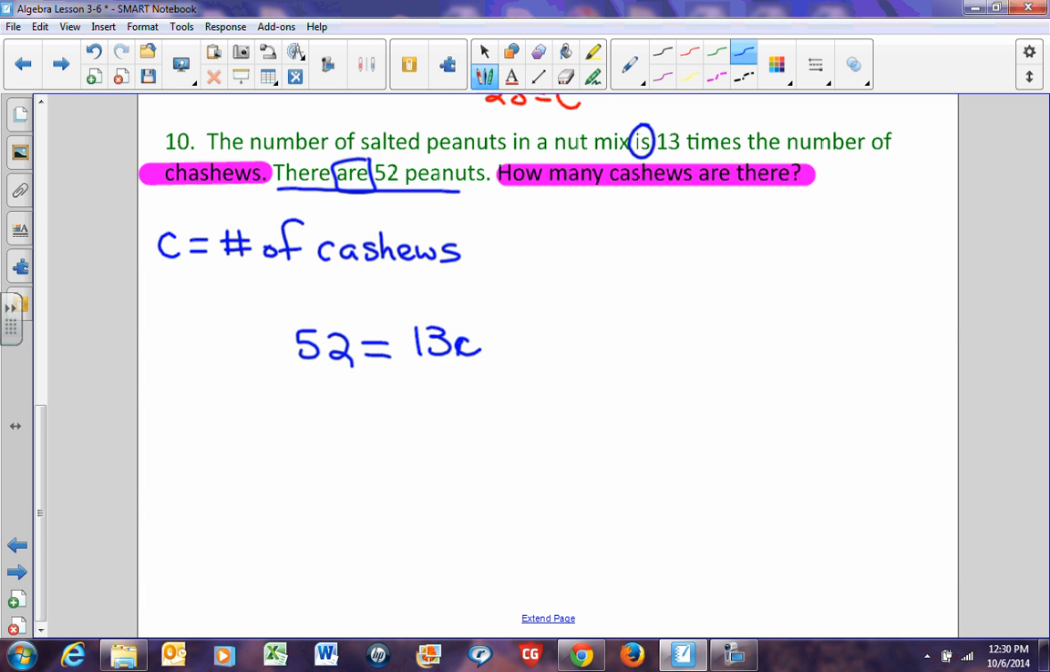Now all I need to do is solve this. Okay, so I divide by 13. 52 divided by 13 is 4. So C equals 4. I'm supposed to solve for how many cashews there are. I have done that, so there are 4 cashews.